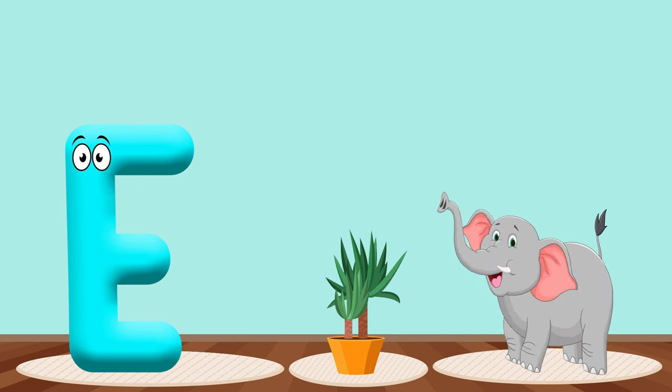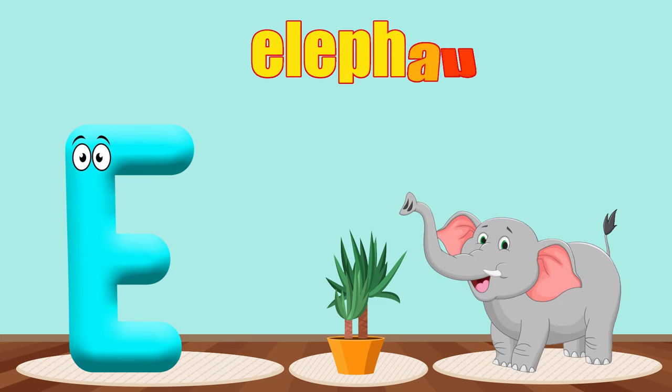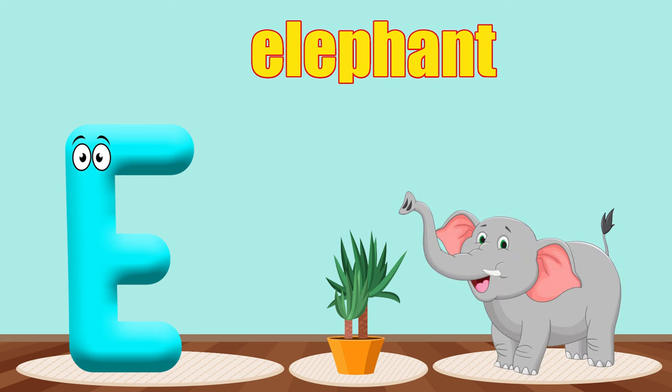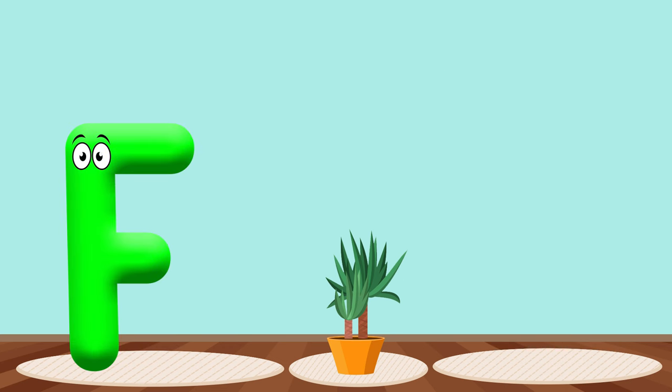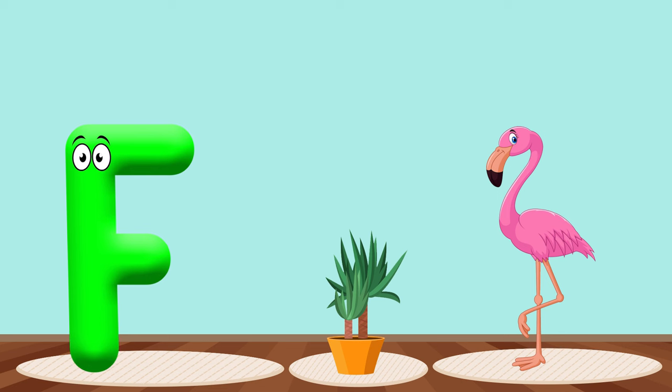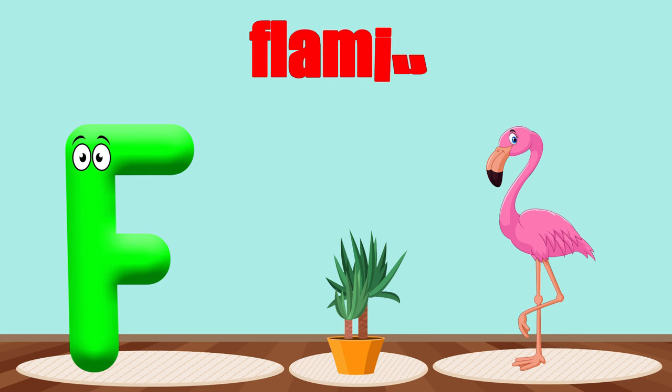E is for elephant. E, e, elephant. F is for flamingo. F, f, flamingo.